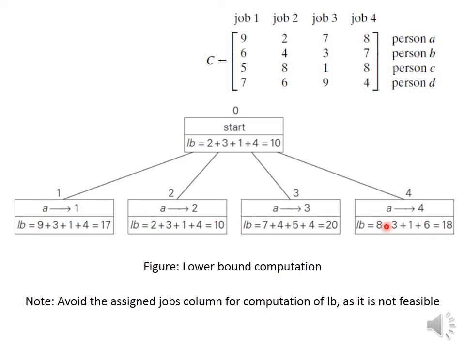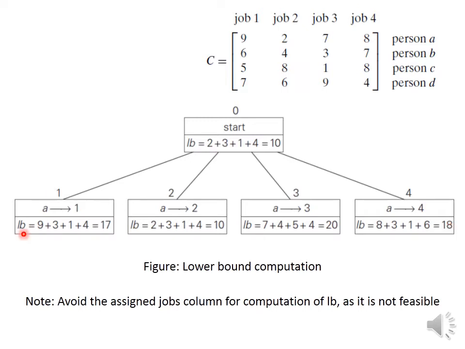Similarly, go for the next one. Suppose A is assigned with job 4. So the cost is 8, and further job 4 cannot be assigned to any other person. So you have to exclude the fourth column. B can be assigned with, of course we are computing the lower bound, 6, 4 and 3. The minimum one is 3. C can be assigned with 5, 8, 1, not yet assigned. The minimum is 1. Then 7, 6, 9. You have to exclude this column, so 6 is the minimum. So the lower bound is 18.